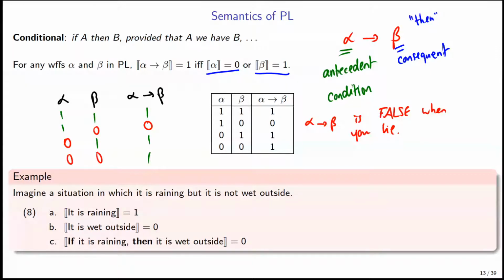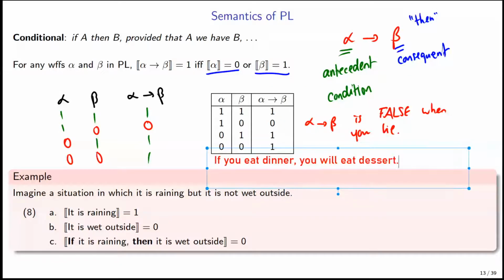If I say, for instance, maybe I should type this one out. Where can I put this? Let's put this here. Okay. If you eat dinner, you will eat dessert. Okay. Let's think about this sentence.